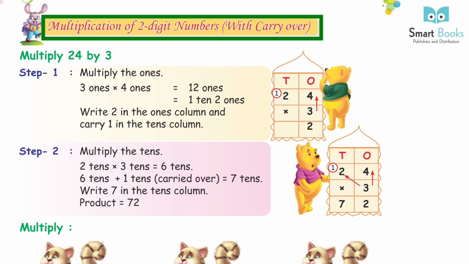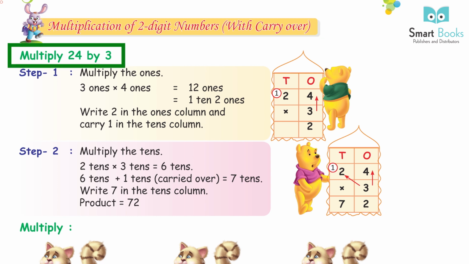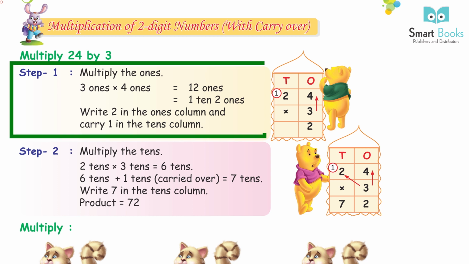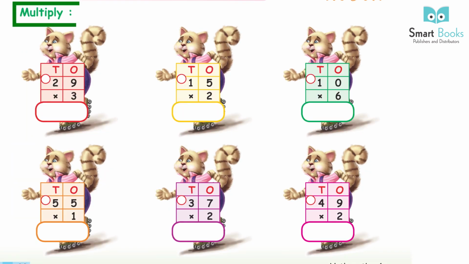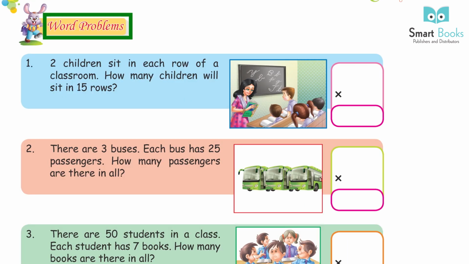Multiplication of 2-digit number with carry over. Multiply 24 by 3. Step 1. Multiply the ones. 3 ones into 4 ones is equal to 12 ones. 1 ten, 2 ones. Write 2 in ones column and carry 1 in the tens column. Step 2. Multiply the tens. 2 tens into 3 tens is equal to 6 tens. 6 tens plus 1 tens carried over is equal to 7 tens. Write 7 in the tens column. Product 72. Multiply.